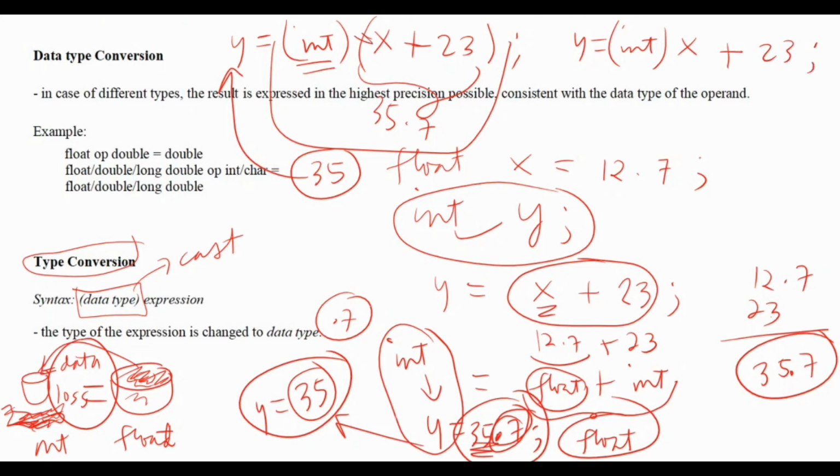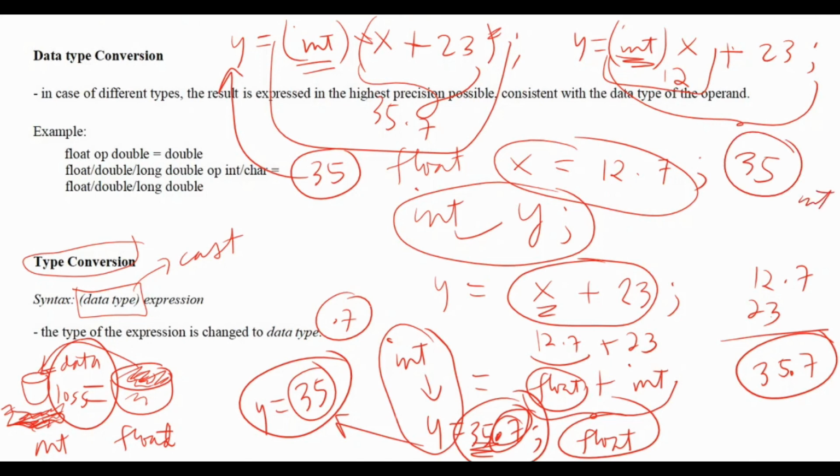If there are no parentheses, for example, y gets int, the cast, and then x plus 23, the one that will be converted to integer is just x, not the x plus 23. So the value of x, which is 12.7, will be converted to integer. This will become 12, and then plus 23, that will become 35. And 35 is integer. It is valid to assign it to variable y, which is integer type. There is no data type mismatch. So this is one way of converting from one data type to another: by putting this cast in front of the expression whose data type you want to change into this data type.